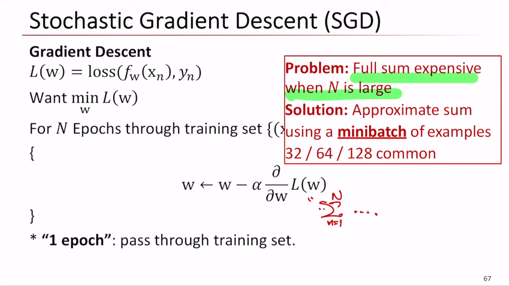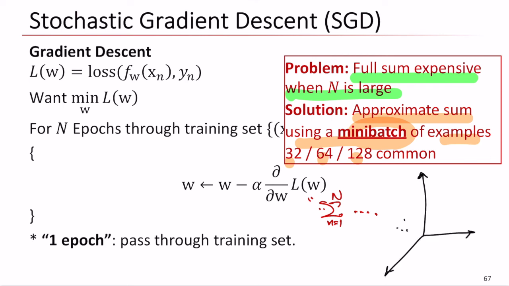So it could go into probabilistic methods. In the deep learning era, we just approximate the sum using the mini batch concept, for example 32, 64, 128. So what does it mean?